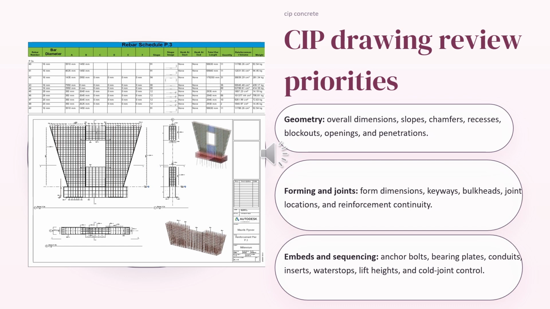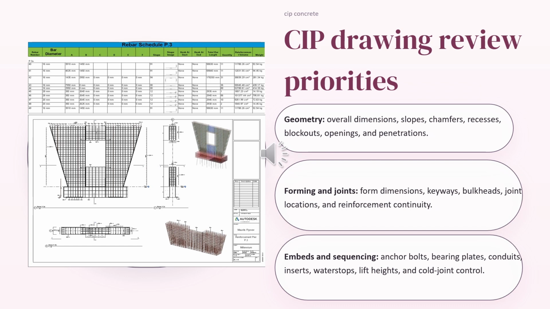For geometry, we need to check overall dimensions, slopes, chamfers, recesses, blockouts, openings, and penetrations. For formwork, we need to check formwork dimensions, keyways, construction joints, and bulkheads. You also need to check the embedded items such as anchor bolts, bearing plates, conduits, inserts, and water stops.